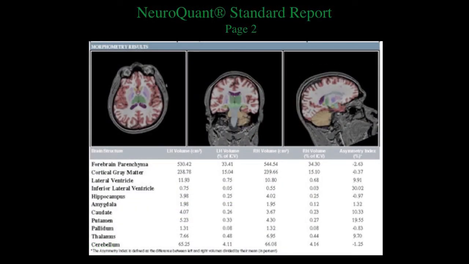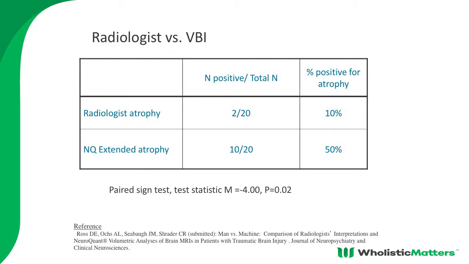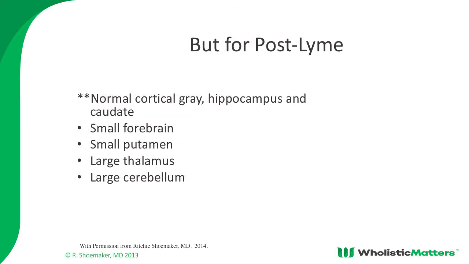And so we would evaluate the left and the right hemispheres, and we found that there were very specific changes in different areas. And we know that radiologists just can't eyeball the brain and decide which volumes are too large and too small, that it has to be mathematically precise in that regard. So this is what we found in mold. The forebrain parenchyma, the cortical gray matter, and the hippocampus were all increased. The caudate was decreased, and the pallidum was increased as well. For Lyme, normal cortical gray matter, hippocampus, and caudate, but a small forebrain, small putamen, and a large thalamus and large cerebellum.